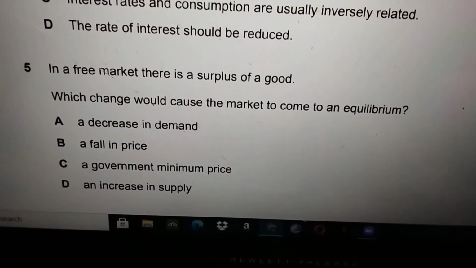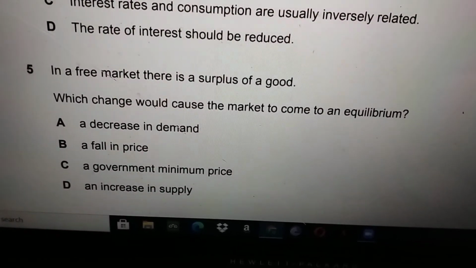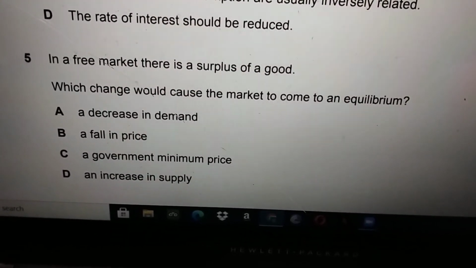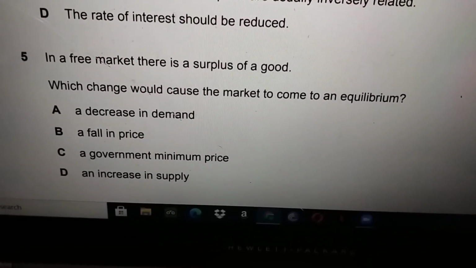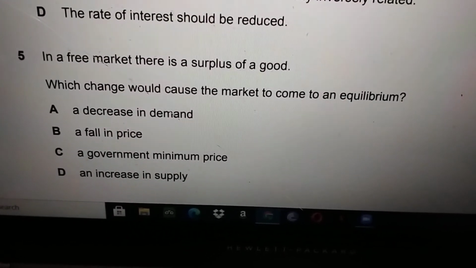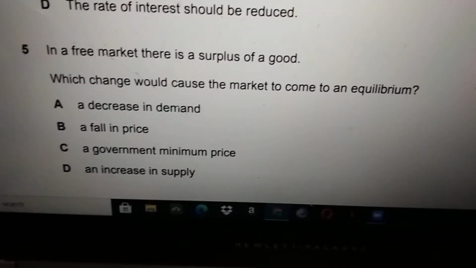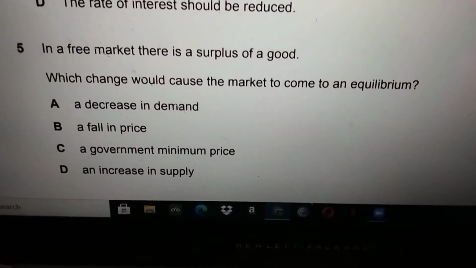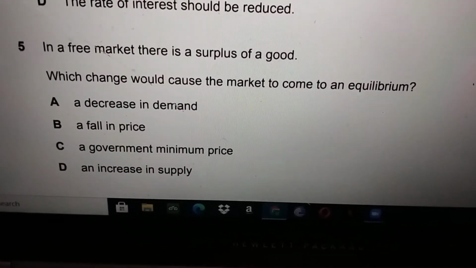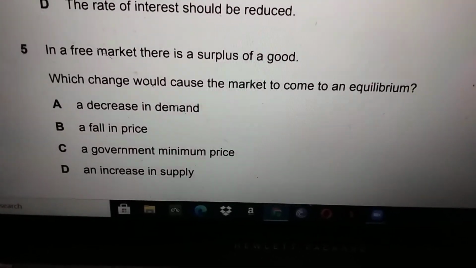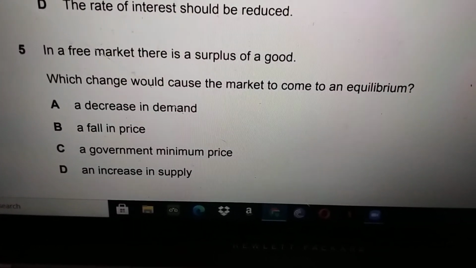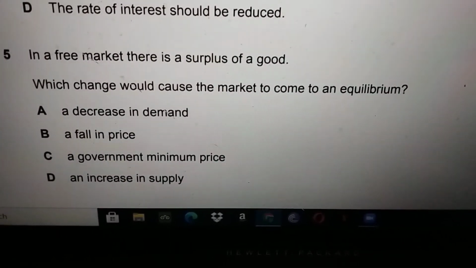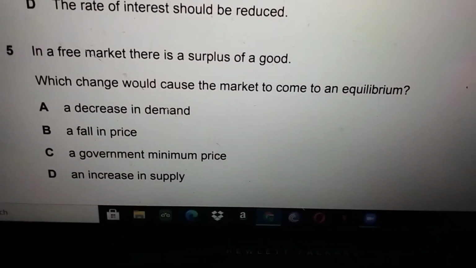Let's move on to number 5. In a free market there is a surplus of a good. Which change should cause the market to come to an equilibrium? There is a surplus already. So if there is a decrease in price, then of course that surplus will be removed quickly. It will create more demand at lower prices, and whatever surplus amount is there for a particular good will be easily removed and the equilibrium will be achieved again.